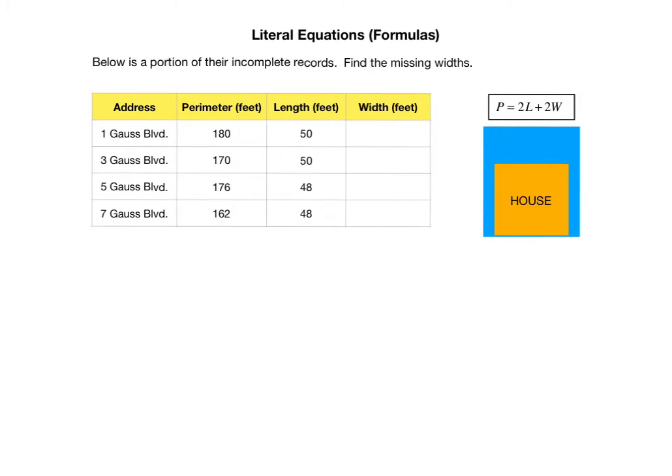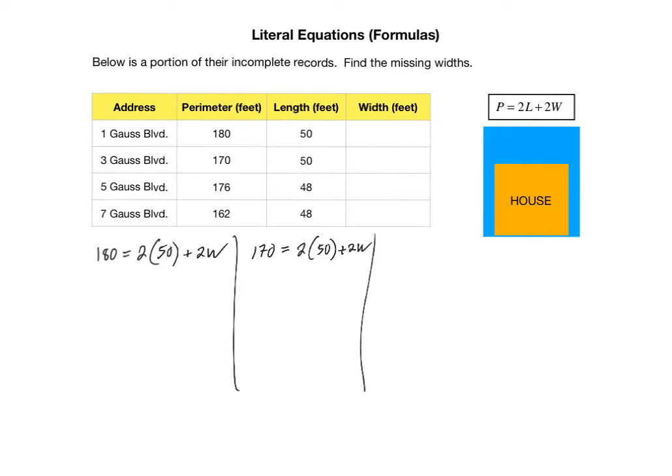So here we've got a perimeter of 180 for 1 Gauss Boulevard. So we've got 180 equals, in place of L, we're going to put the length of 50, plus the 2W. And we're going to solve that. And maybe we'll set up all 4 of the equations first, and then we'll solve them. 3 Gauss Boulevard has a perimeter of 170 equals 2 times its length of the property, 50, plus 2W. And ultimately, we're going to have 4 equations to solve here.